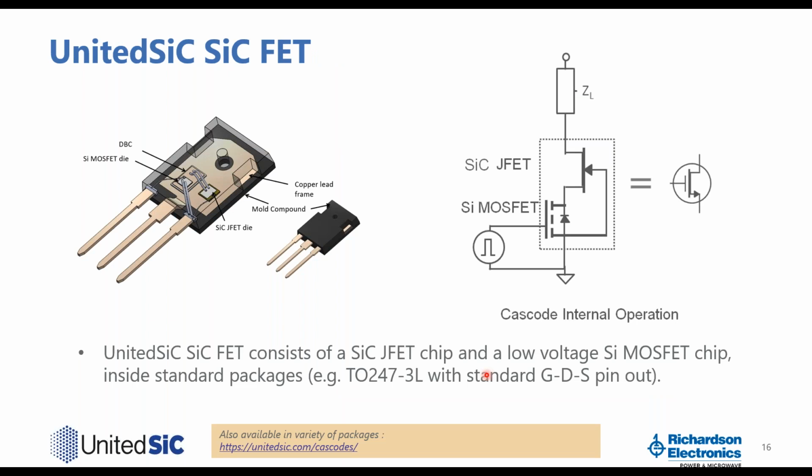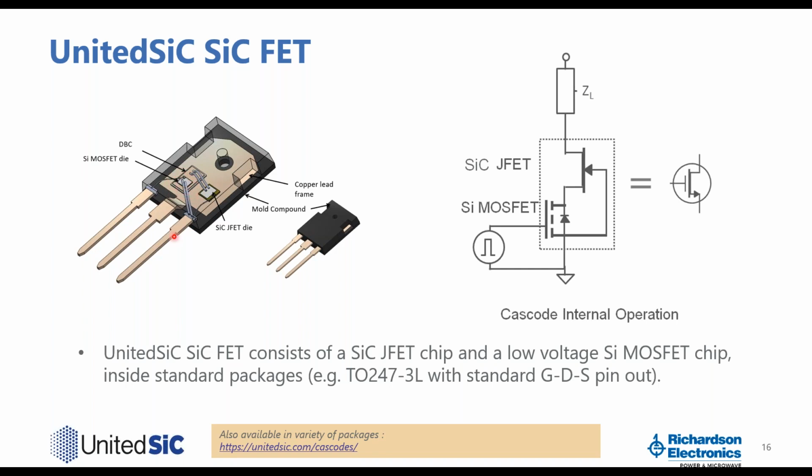Now let's look inside what's in this UnitedSiC silicon carbide FET. Here is the TO247 package. It has the standard pinout being gate, drain, source. Inside this package, we have packaged 2 chips. One is a silicon carbide JFET chip, which is a high voltage chip, for example, 1200 volt or 650 volt. And here is a silicon MOSFET chip, which is a low voltage chip, and it does not see high voltage stress.